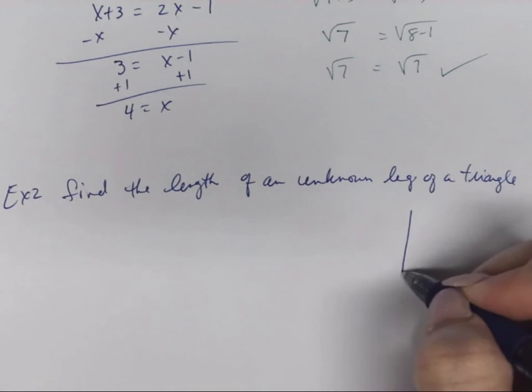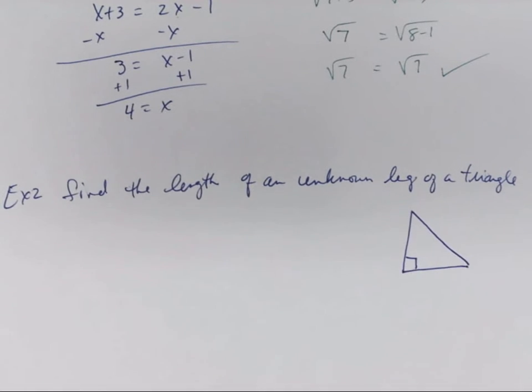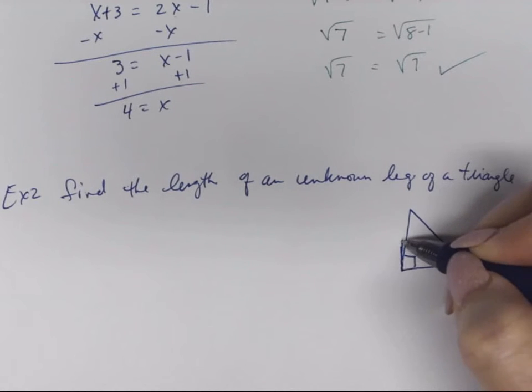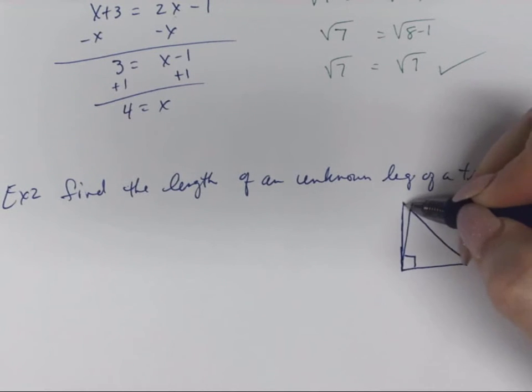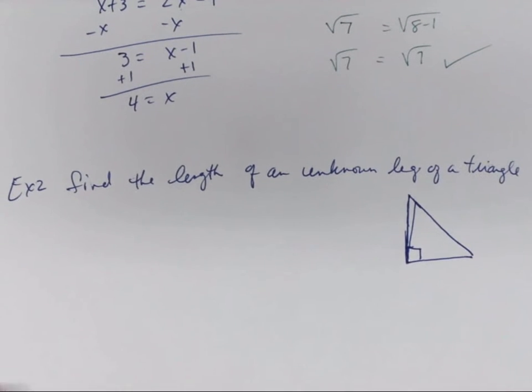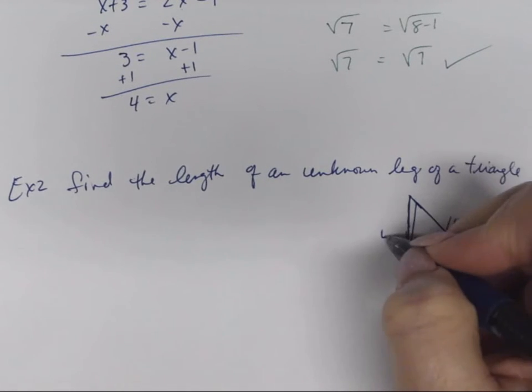So here's our triangle. We're going to say that's a right angle. I see it's not quite straight, so you straighten it out just a little bit. So it's a right triangle, whether it looks like one or not. And we have a 10 over here, x, and a 4.